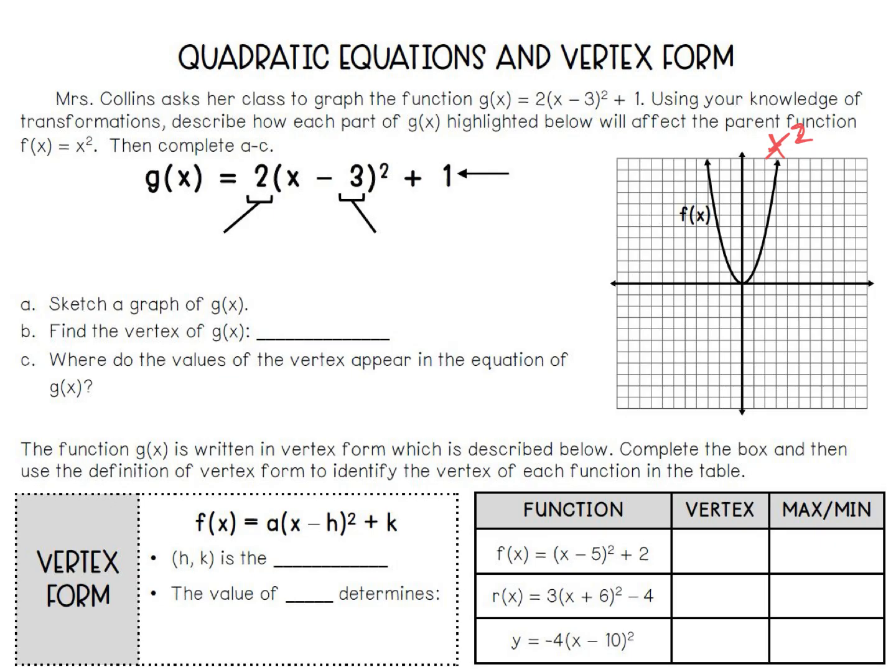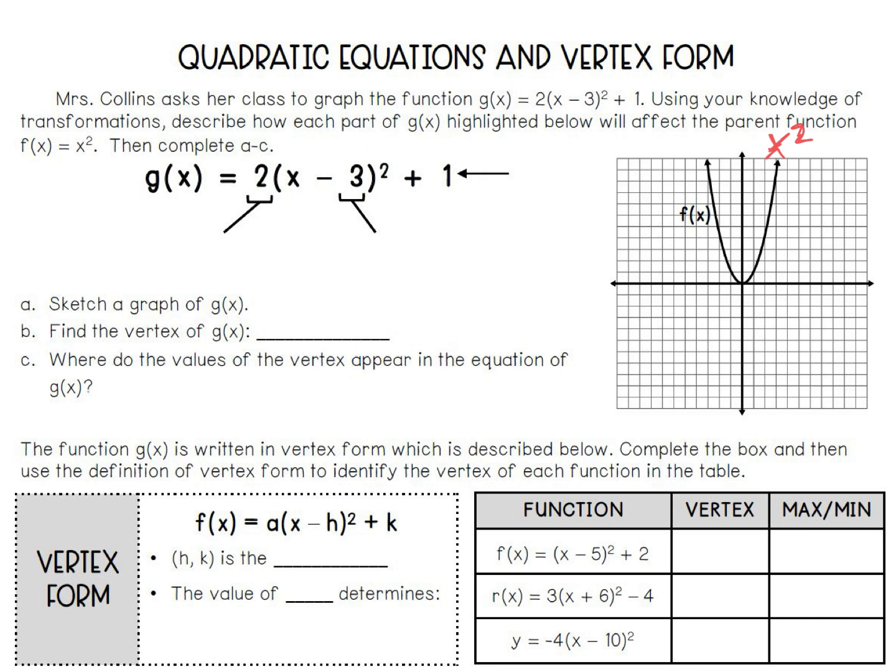So what did you notice when you put in 2 times the quantity of x minus 3 squared plus 1? What did you notice that it looked like? It was skinny. It was narrower. What else did you notice? It went to the right. How many? 3. 1, 2, 3.